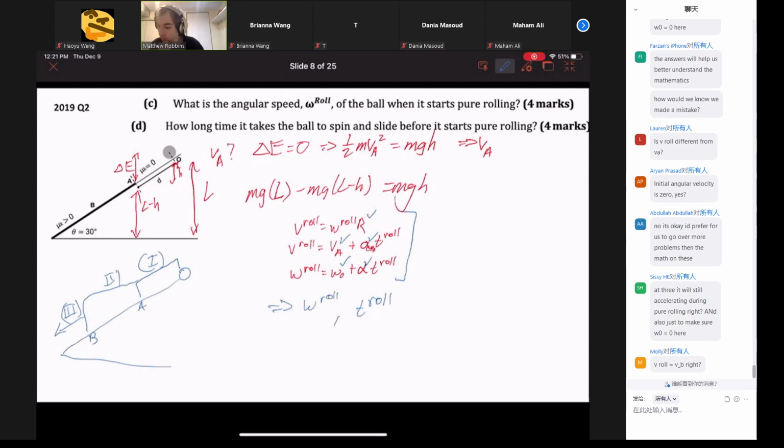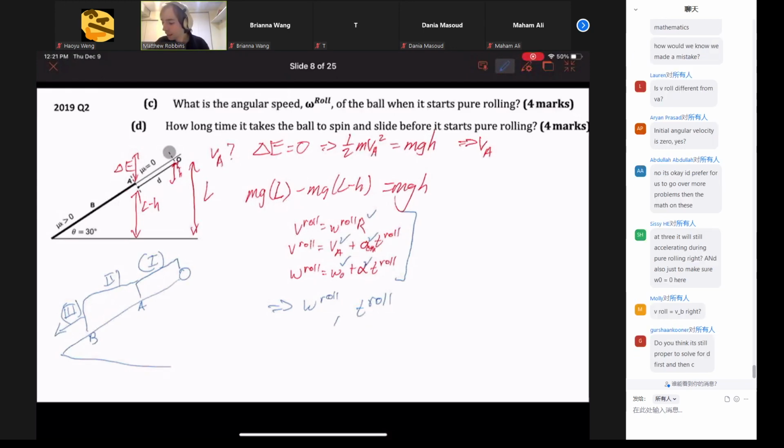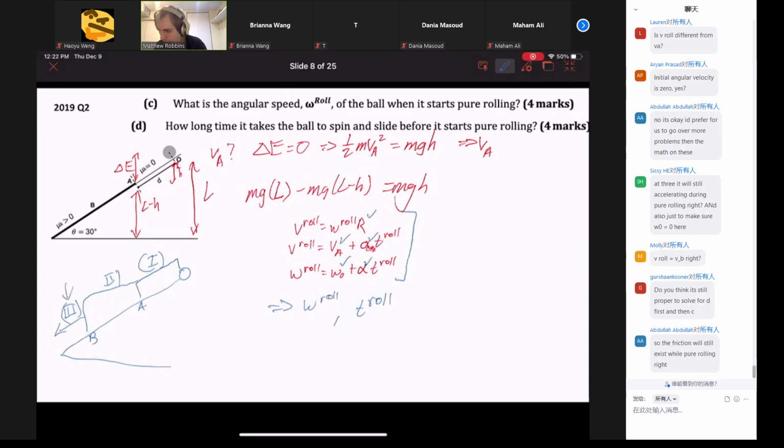At point 3, will it still be accelerating during purely rolling? Yes, at point 3, we're assuming that the slope is still going to continue on. We're going to be accelerating while purely rolling. So our angular speed will increase, our linear speed will also increase. Point 3 is similar to, I think, example 9-2.